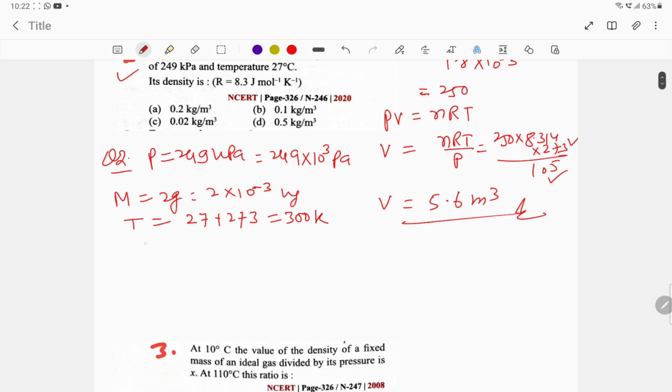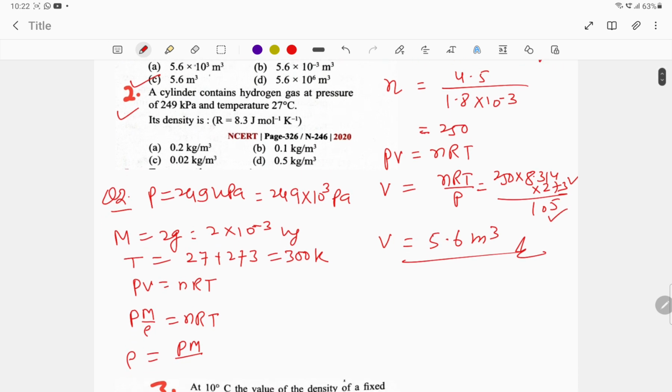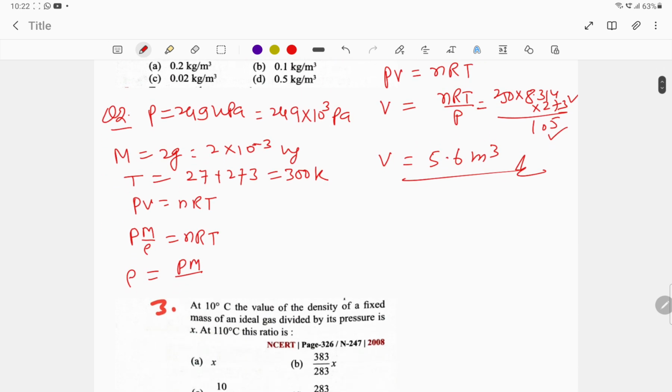So using the ideal gas equation, PV is equal to nRT. What is volume, what is density? The density is equal to mass upon volume. So what is volume? The volume is equal to mass upon density. So P into mass upon density is equal to nRT. So density is equal to PM upon RT, and number of mole is equal to 1. So if we take number of mole is equal to 1, this is equal to PM upon RT.